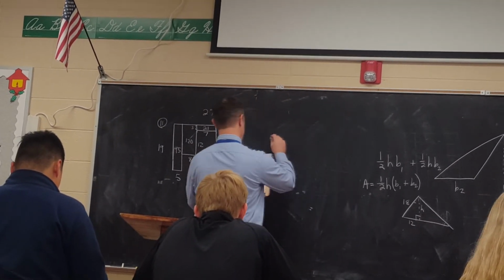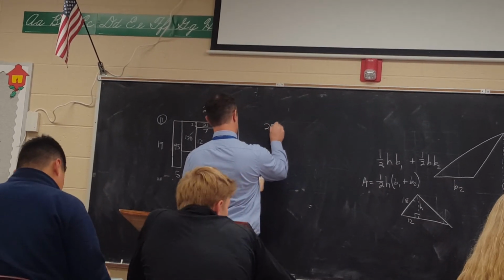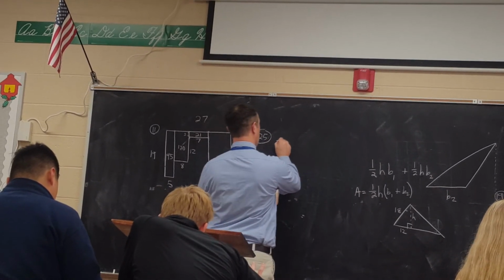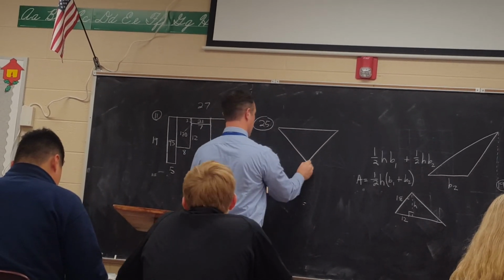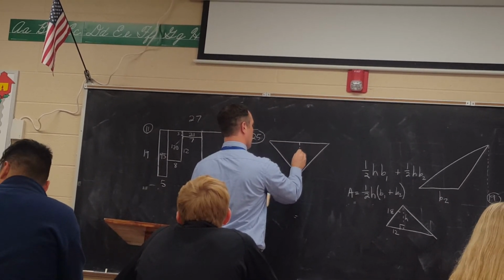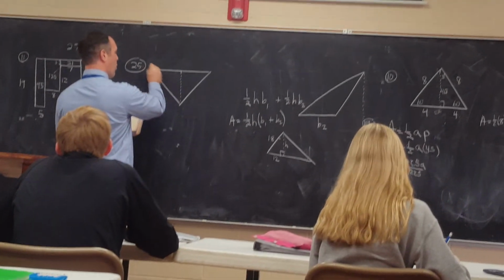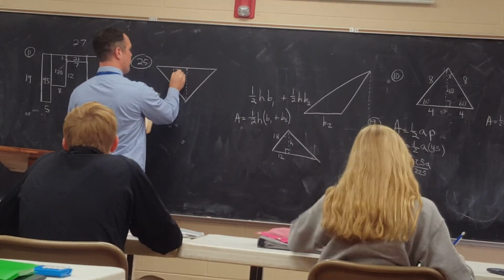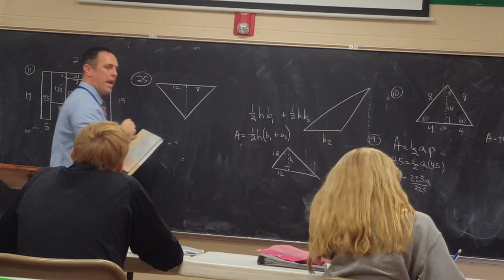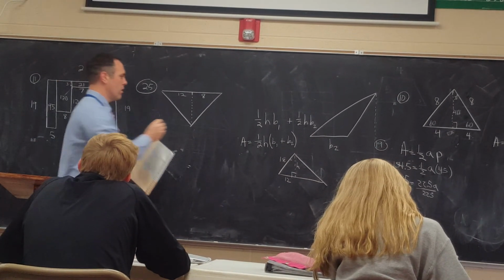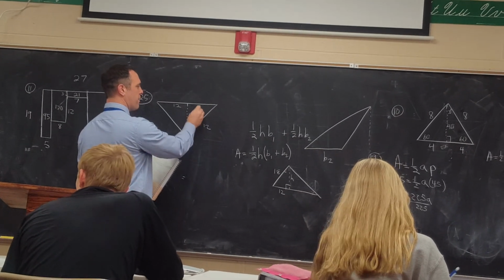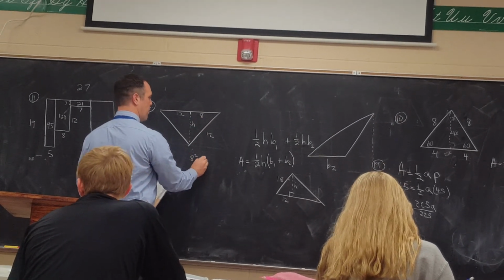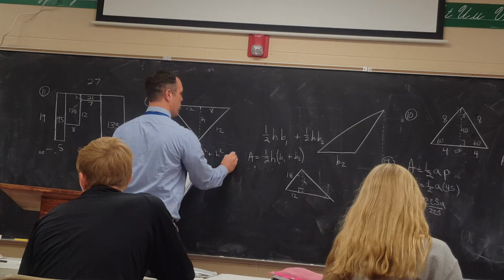On the right side, the whole length is 20, and this is 12, so that has to be 8 right there. Okay, so then you can use Pythagorean theorem to find the height. 8 squared plus h squared is equal to 12 squared.